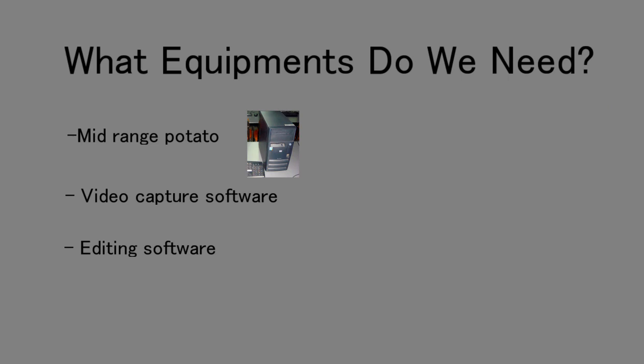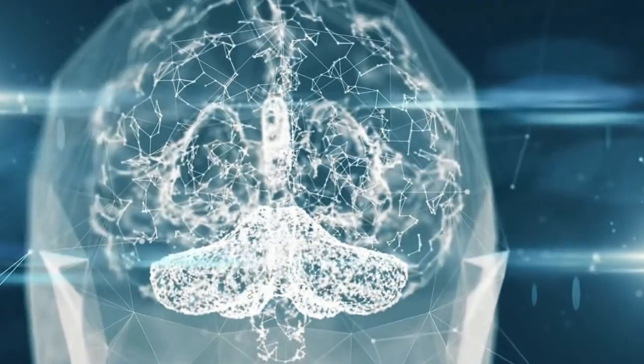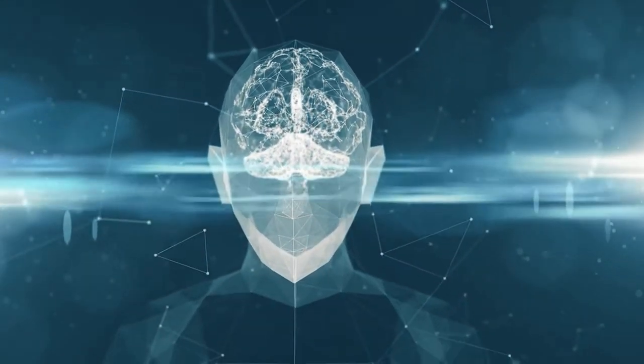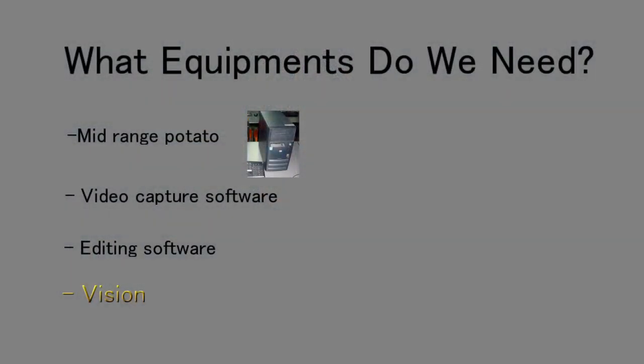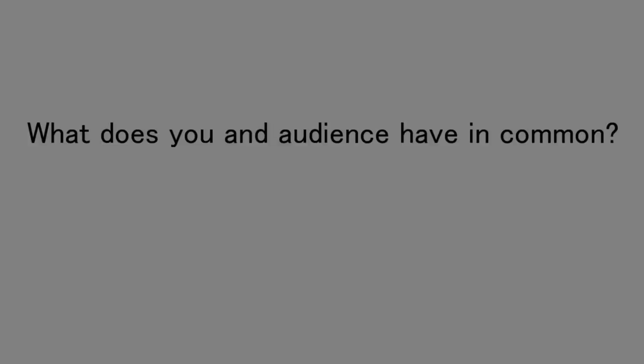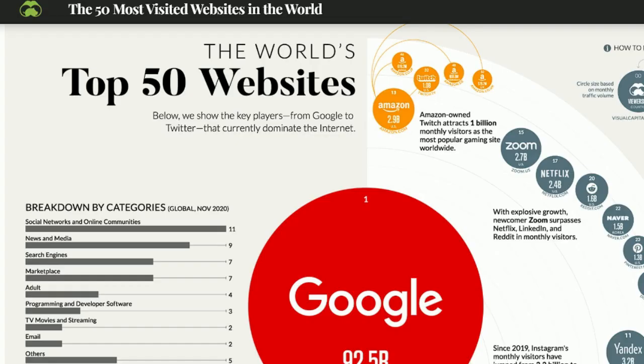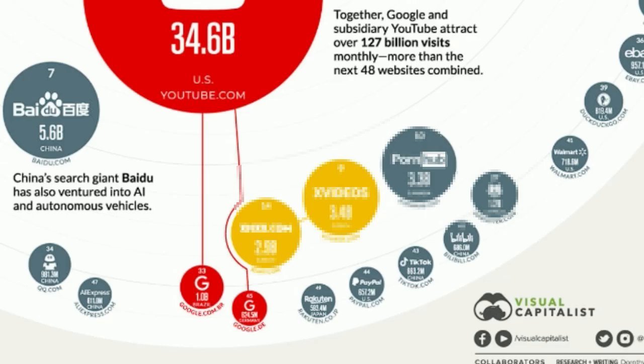And now the last, but the most important thing you need for video making is a vision. It is extremely crucial that you have this vision, a central theme around which your video revolves. And this might sound very intimidating, but I assure you, it's not as difficult as I'm making it out to be. For example, you can start by asking, what do you and your audience have in common? You both have internet access. So what is the most popular website that people access? And here you go. Now you have your vision.